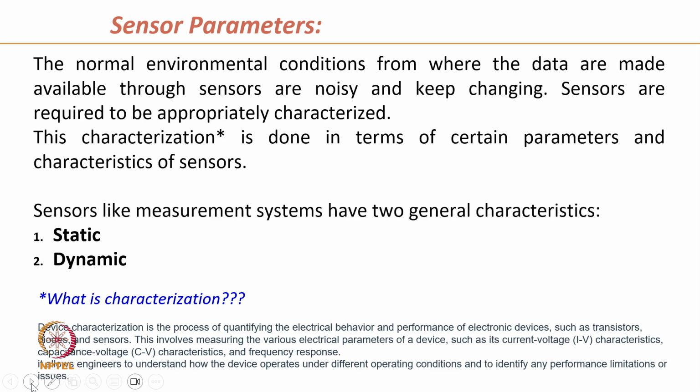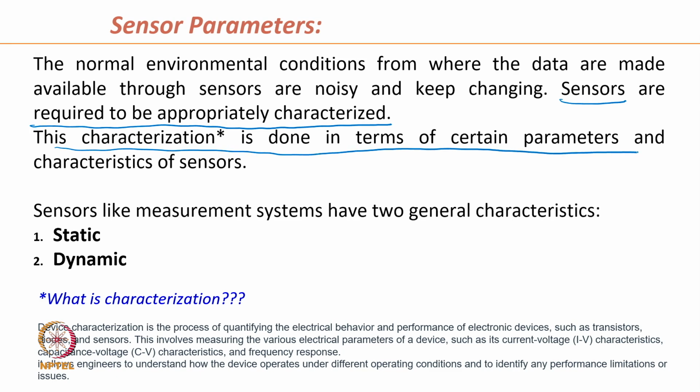So, in a normal environment the data comes in and this data is not pure data, it is full of noise and it keeps changing. So, these sensors that we are going to design are required to be appropriately characterized. Because the data is noisy, we need to take care of this noise and the sensor needs to filter out the data from it. So, the term here is characterization. This characterization is done in terms of certain parameters and characteristics of the sensor.